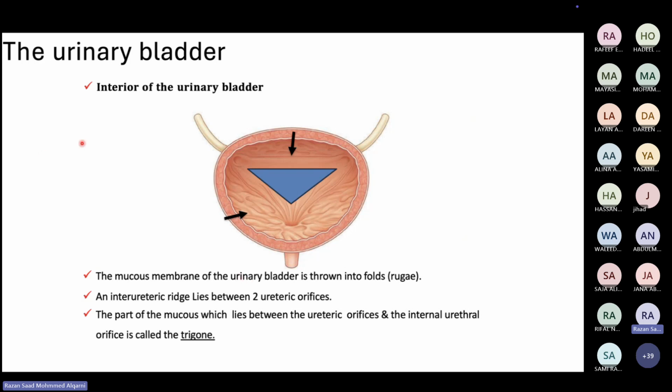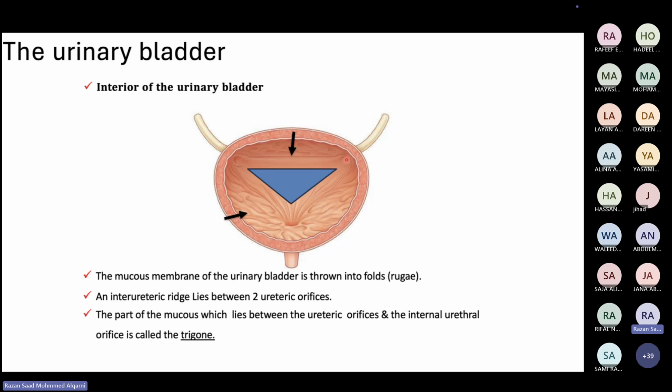So let's talk about the interior surface, or the inside surface, of the urinary bladder. As you can see, the urinary bladder is pyramidal in shape. It has some smooth triangular part which is called what? Trigone. And also there is some folding area, it's called what? Rugae. It's a mucous membrane, and all of this inside area is covered with a mucous membrane. If it's smooth, it's gonna be called trigone. If it's forming or making folds, it's gonna be called rugae.